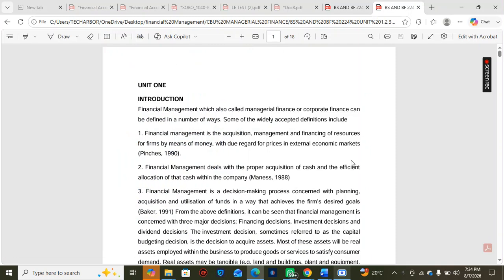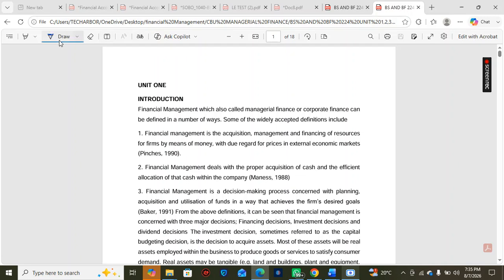I like to say financial management is just the planning, organizing, and controlling of financial resources. Planning, organizing, and controlling of financial resources. Money is the best example of a financial resource. Assets are examples of financial resources. Debt is also a financial resource. Now here are some examples.